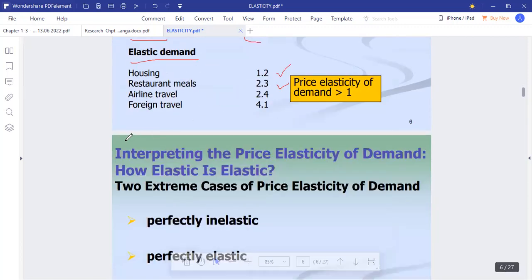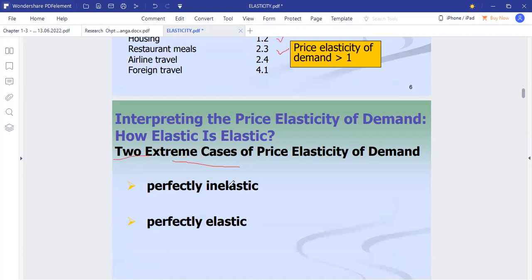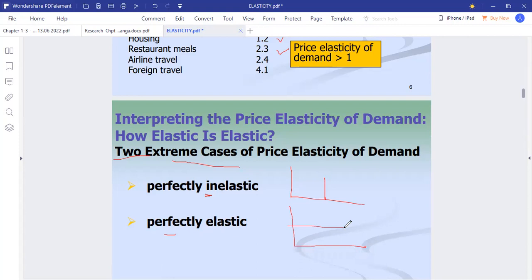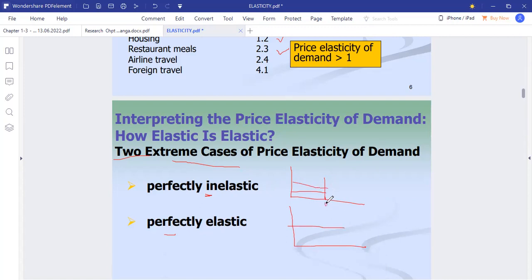All right, so interpreting the price elasticity of demand, we have two extreme cases that you need to know in elasticity. There's a point we call perfectly inelastic and perfectly elastic. Inelastic, using this letter I, the function must be a straight line like this. Elastic must be a straight line like this. So this means that if it is inelastic, no matter what price you increase, people will still buy what? The same commodity. It doesn't affect the quantity demanded.